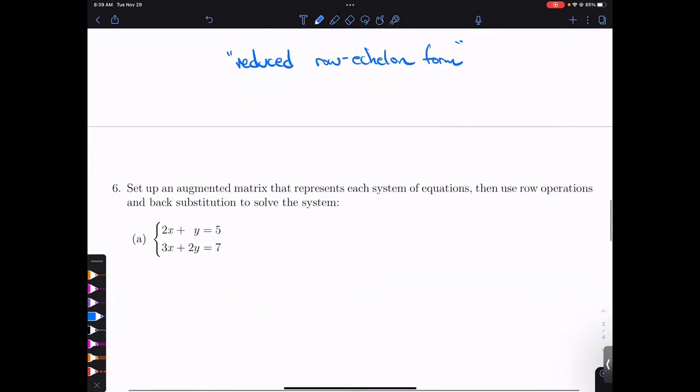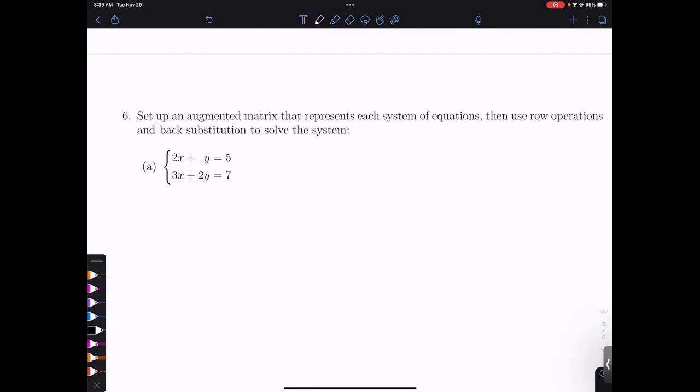So what we want to be able to do is take a system like this and write a matrix. So what would the matrix be that represents this? 2, 1, 5, 3, 2, 7. It's a 2 by 3, so throw this in real quick. We'll talk details in a second here.